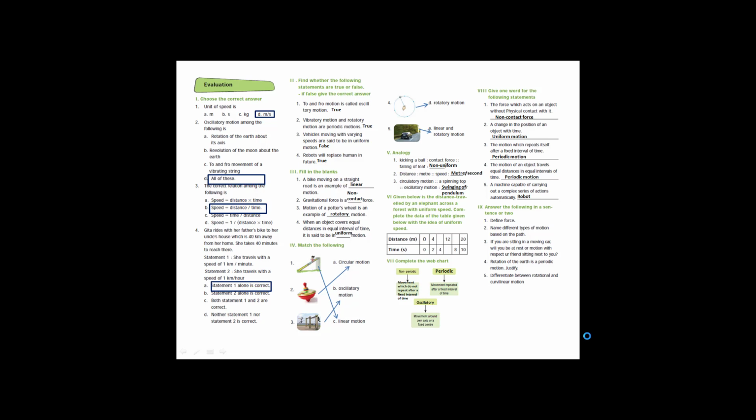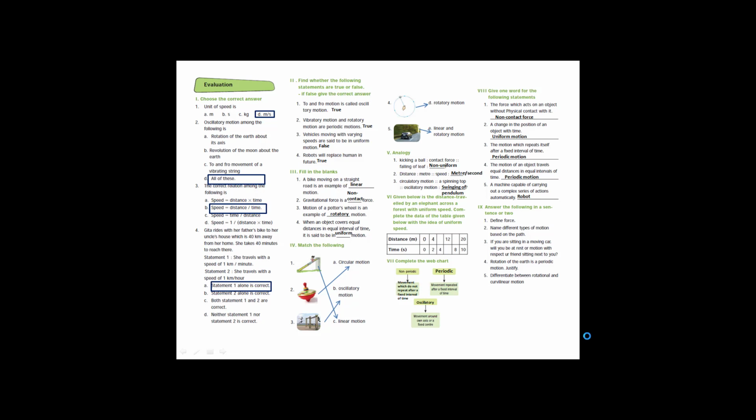Fourth question. Geeta rides her father's bike to her uncle's house, which is 40 kilometers away from her home. She takes 40 minutes to reach there. Statement 1 is she travels with a speed of 1 kilometer per minute. Statement 2 is she travels with a speed of 1 kilometer per hour. So the answer will be statement 1 alone is correct.